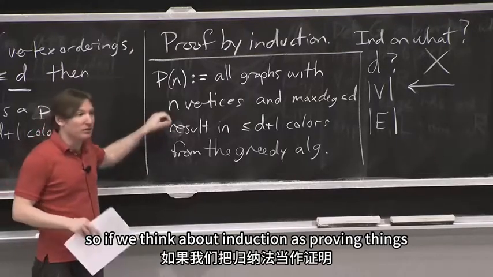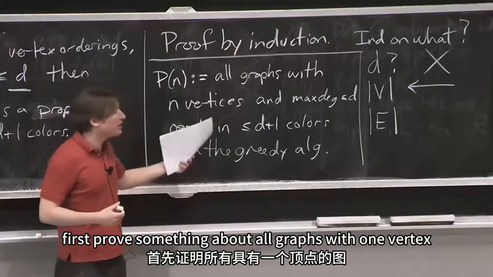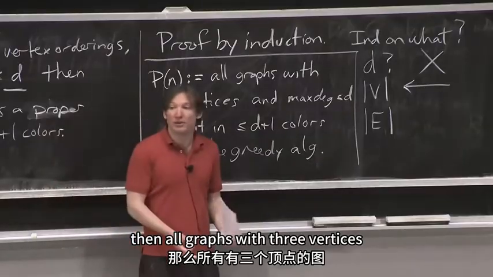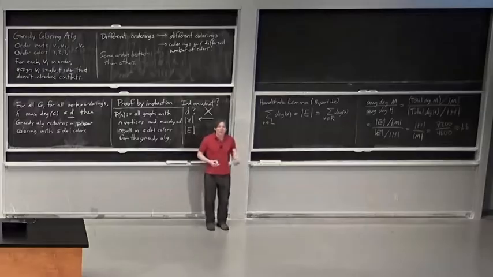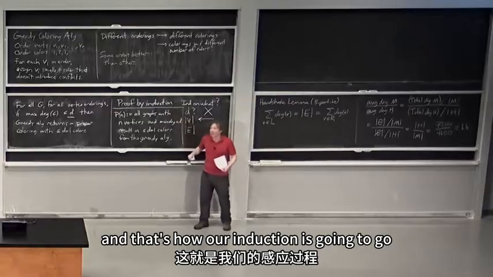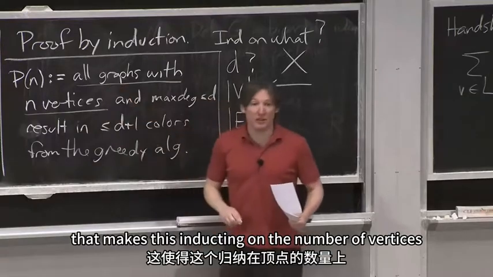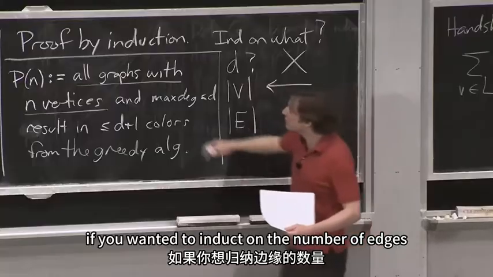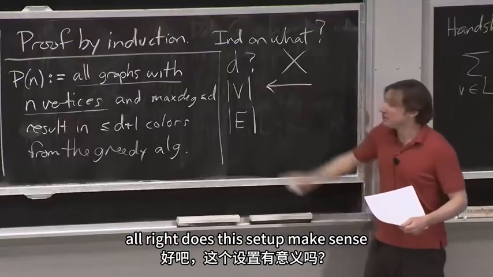So if we think about induction as proving things one step at a time, we're going to first prove something about all graphs with one vertex, then all graphs with 2 vertices, then 3 vertices, then 4 vertices. This is fun. It's 5, 6, 7. We're going to build up one size at a time. And that's how our induction is going to go. All graphs with n vertices is the key phrase here that makes this inducting on the number of vertices. If you wanted to induct on the number of edges, you would say all graphs with n edges, or something like that. All right, does this setup make sense?